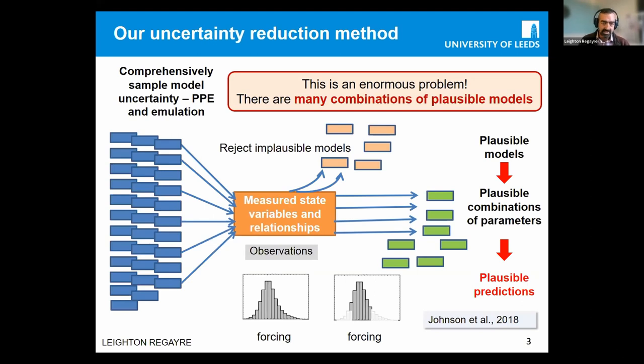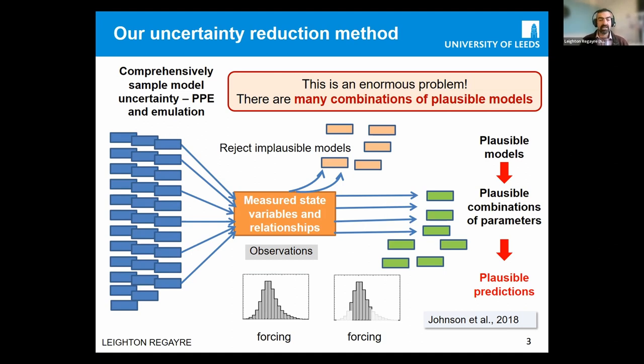Our methodology is to come up with as large a number of model variants as possible. So we've created this PPE in two phases using the history matching approach. But the first phase ruled out very few parts of parameter space, essentially just some corners of our high dimensional parameter space. And on the left there, it shows that in order to comprehensively sample our model variants, we come up with a million model variants that sample that parameter space.